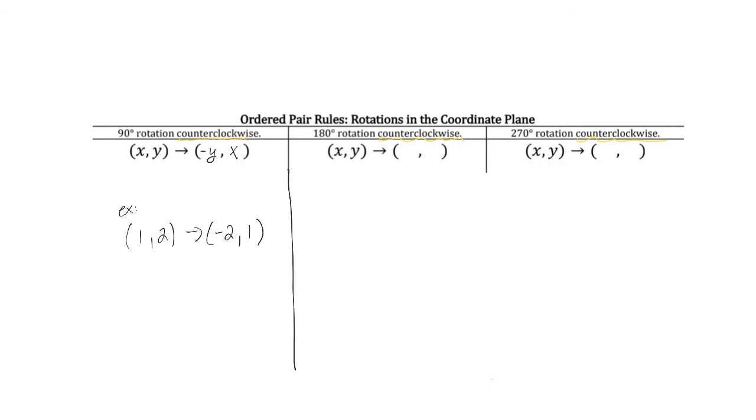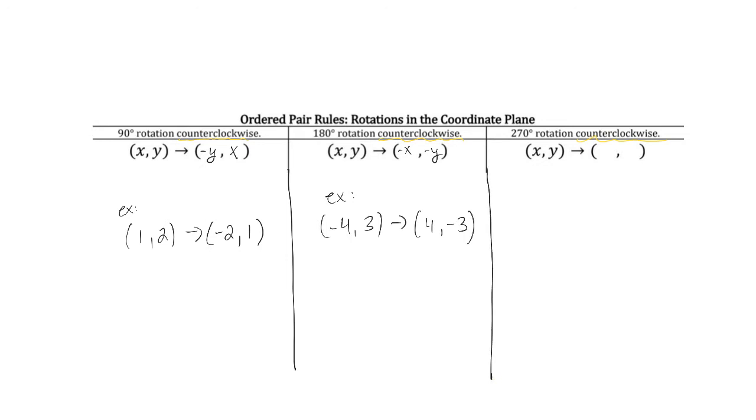For 180 degrees counterclockwise or clockwise, either way is going to be the same. You take the opposite of both. So for example, (-4, 3) becomes (4, -3).